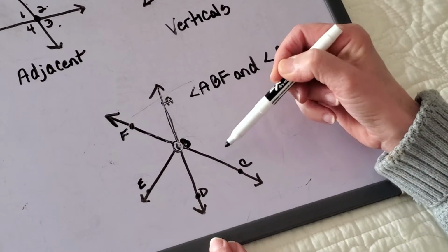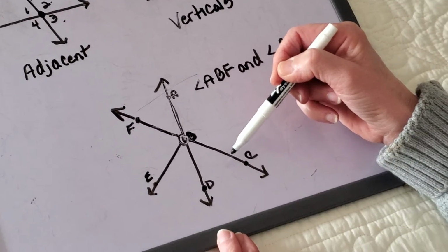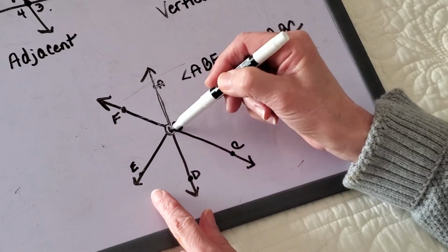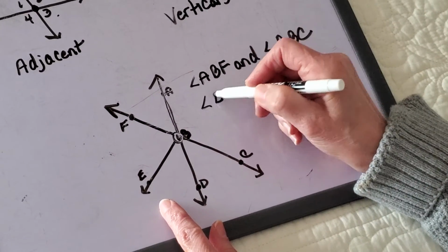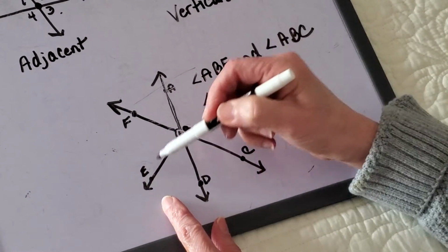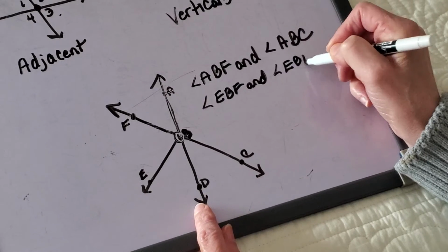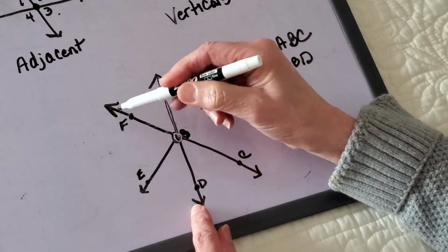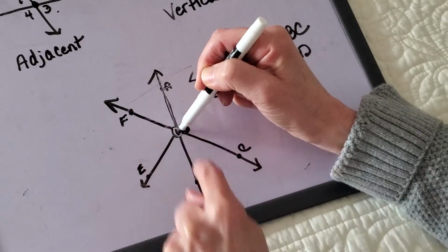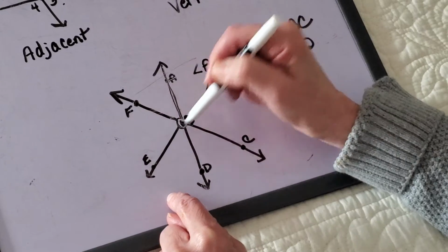Okay. There is another pair of adjacent angles. There's actually several pairs of adjacent angles. Another pair of adjacent angles could be EBF and EBD. EBF is right here. Here's the vertex. And EBD is right here. Here's our vertex. The common side is here.